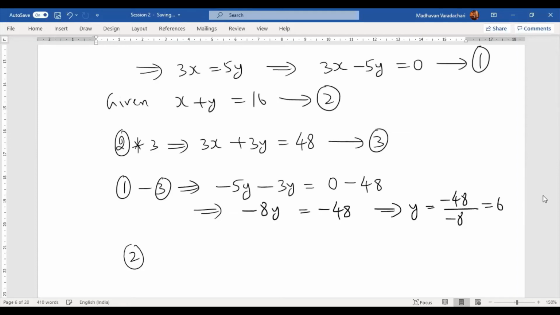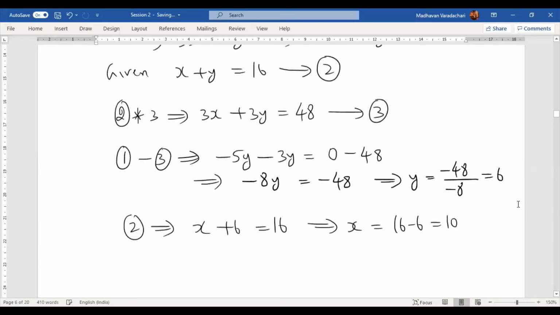Let me consider the second equation. X plus 6 equal to 16, which means x is 16 minus 6, which is 10. So I can say, therefore, the numbers are 10, comma 6. X comma y. X is 10, y is 6.